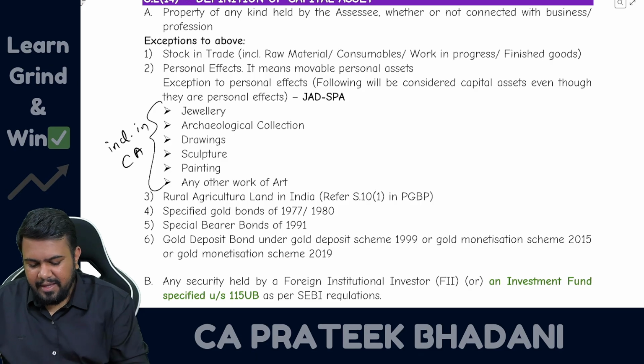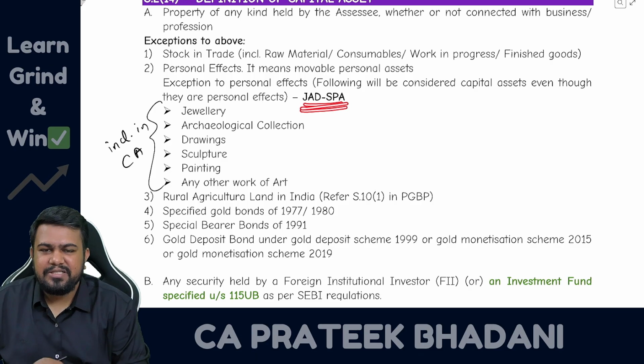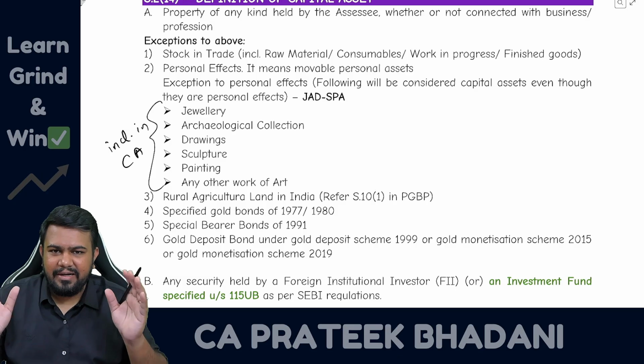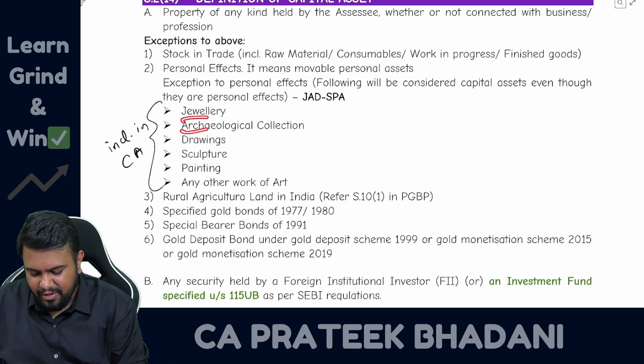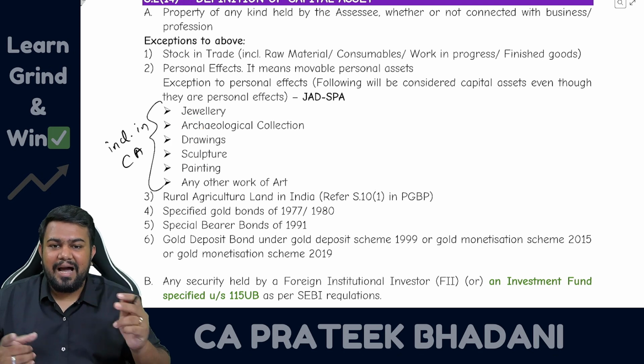What are they? You can use this keyword to memorize it: Chad Spa. Jewelry, archaeological collection, drawing, sculpture, painting, or any other work of art. So what did I say? Jewelry, archaeological collection, drawings, sculpture, painting, or any other work of art. So these 6 types of assets are personal effects.